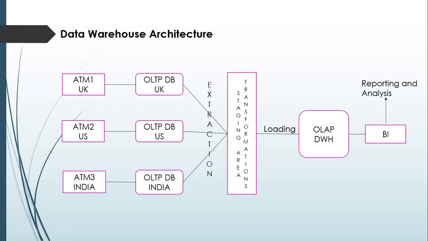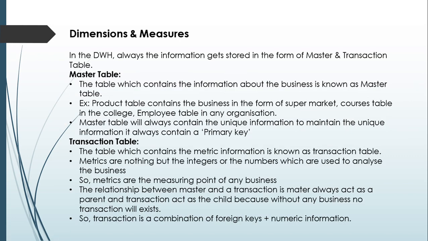We'll understand a few more topics in data warehouse. First, we'll understand what are dimensions and what are measures. In the data warehouse, the information always gets stored in the form of master and transactional tables. First, we'll understand what is a master table. The table which contains the information about the business is known as a master table. That means, for example, a product table contains the business in the form of a supermarket.